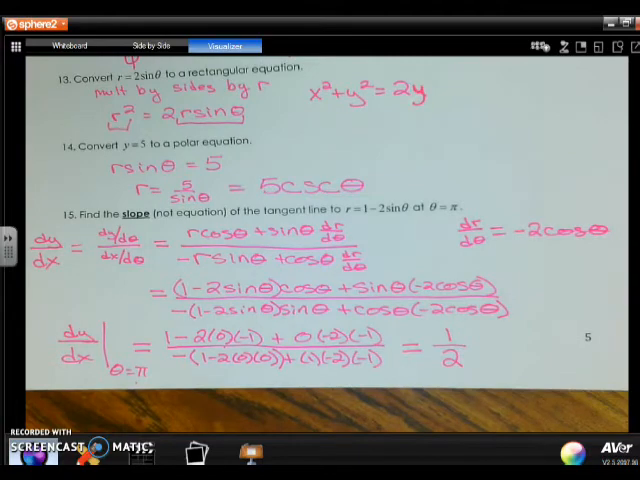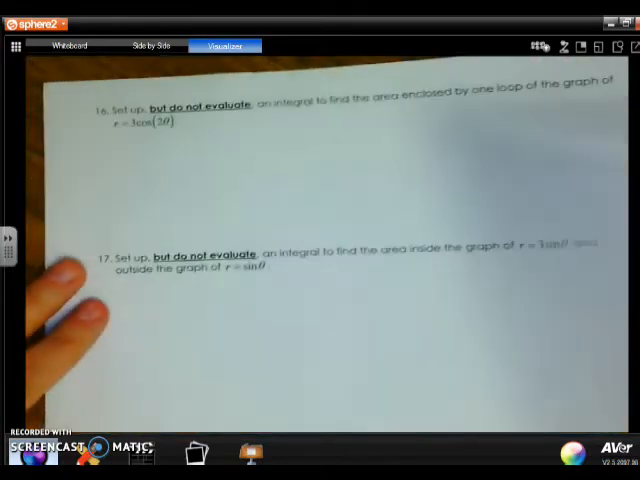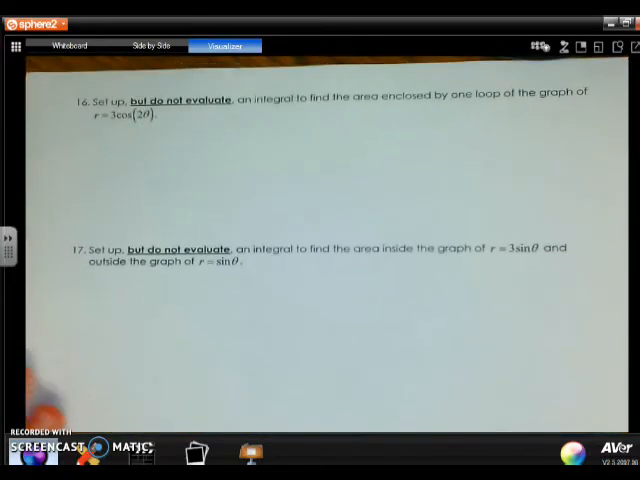And now we're going to move on to page 6. All right, we are almost done here. Page 6, set up but do not evaluate an integral to find the area enclosed by one loop of the graph r equals this. So this is going to be a rose with 4 petals, right? That's even, so we're going to double that number. So this is a rose with 4 petals.